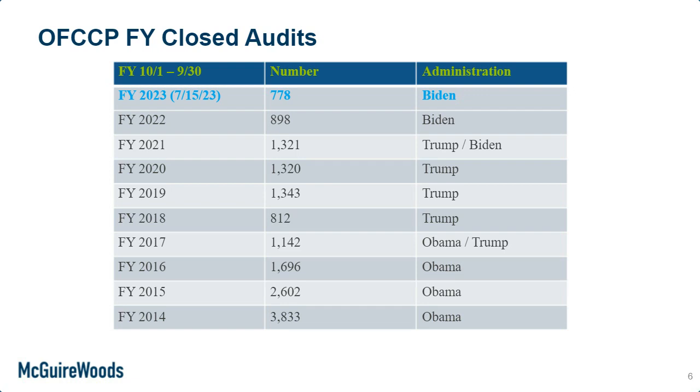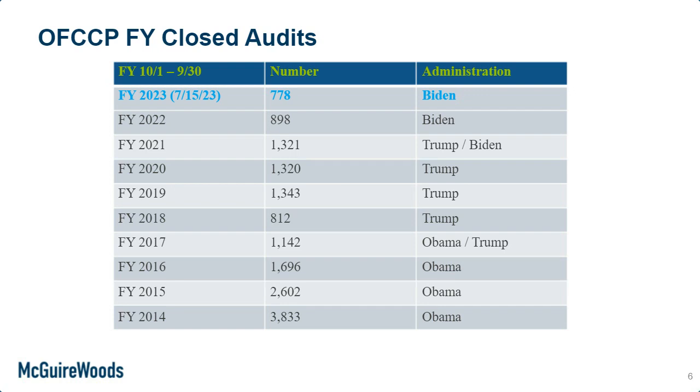And so you'll see here for fiscal year 2023 under the Biden administration, it's down to 778 as last reported by the agency in July. Goodness, even if that ticks up to, who knows, a whopping 800 or so, that's an 80% decrease from 2014. And so we'll see what comes of all this.